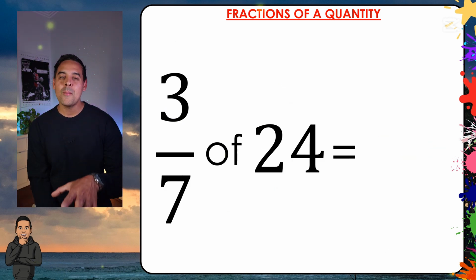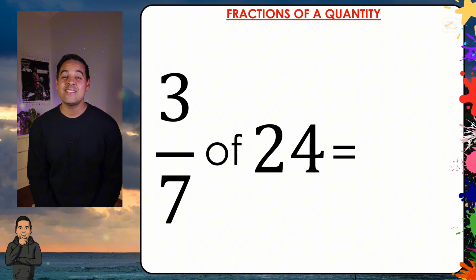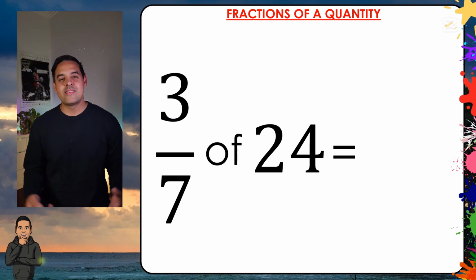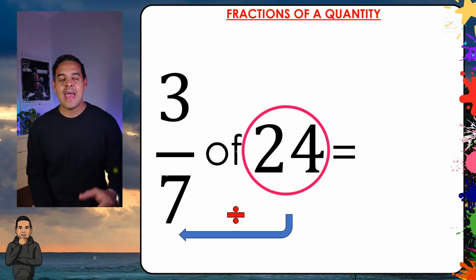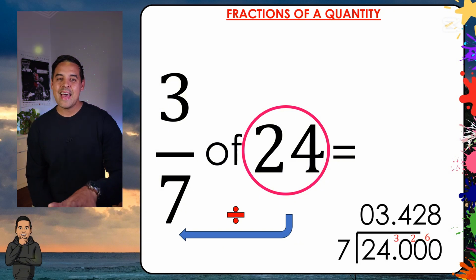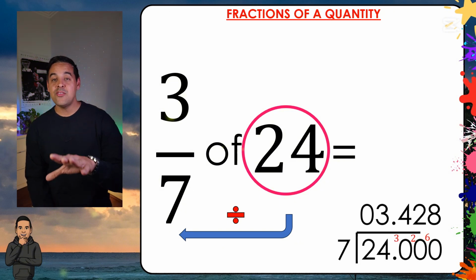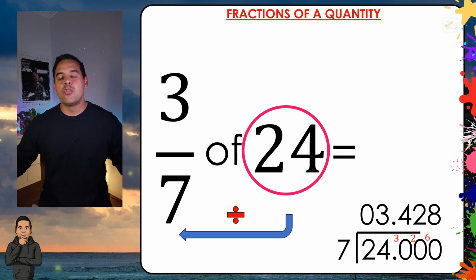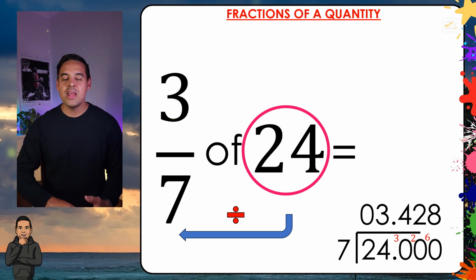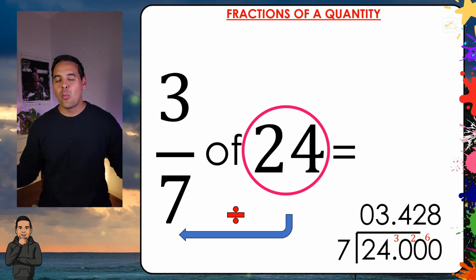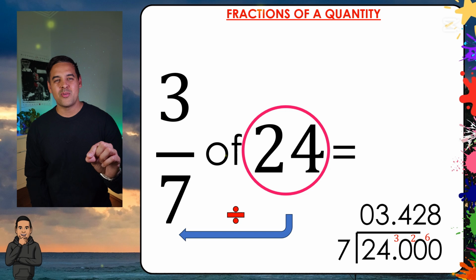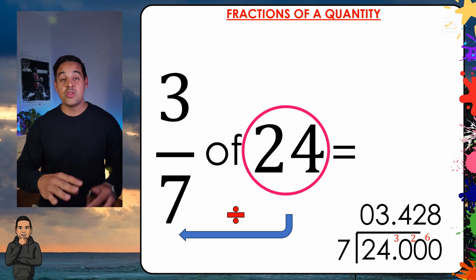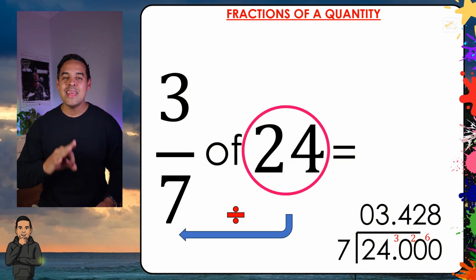I'm going to show you one more example here. The question is, what is 3/7 of 24? Remember, we start with our whole number and we divide it by our denominator. So putting that into an algorithm form, as you can see here, we have 3.428. Now, once you get numbers that don't work well with other numbers, for example, 24 divided by 7, it's okay. I would go maximum, when you're working out your division question, 3 decimal places.